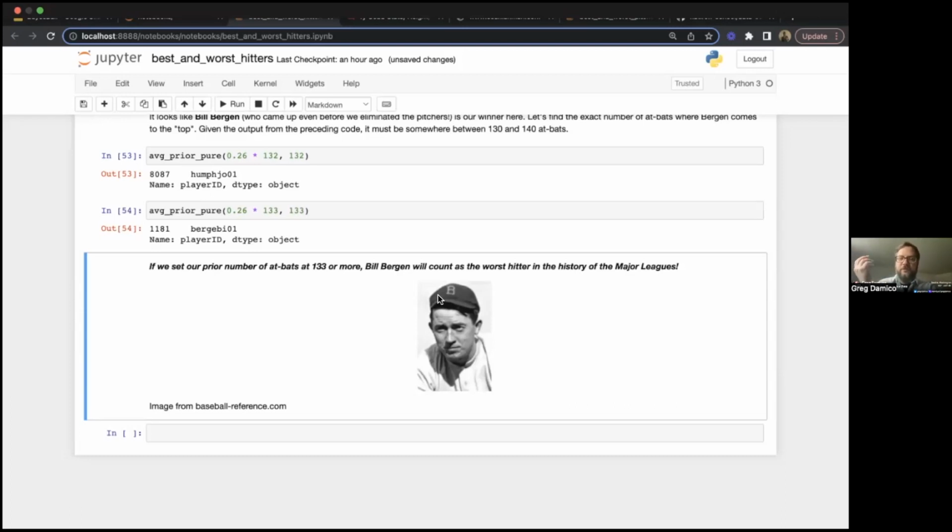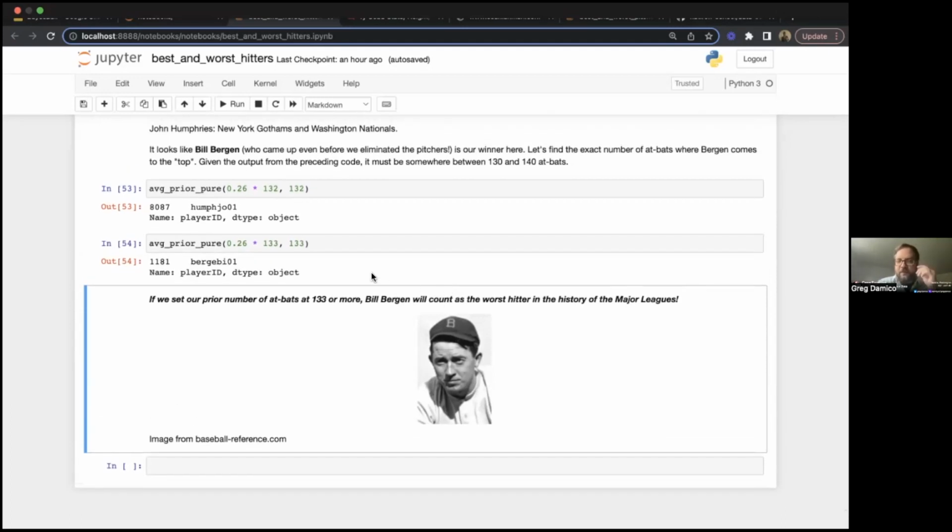Career experience. But if we use this Bayesian trick, we can just set a prior, assume that everybody is average, and then let the weight of the player's career affect our judgment about whether they're average or not. And if we do that, then that calculation will say, you know what, this guy, Bill Bergen, is almost certainly not an average hitter. And in fact, he is very likely the worst hitter in the history of the major leagues.